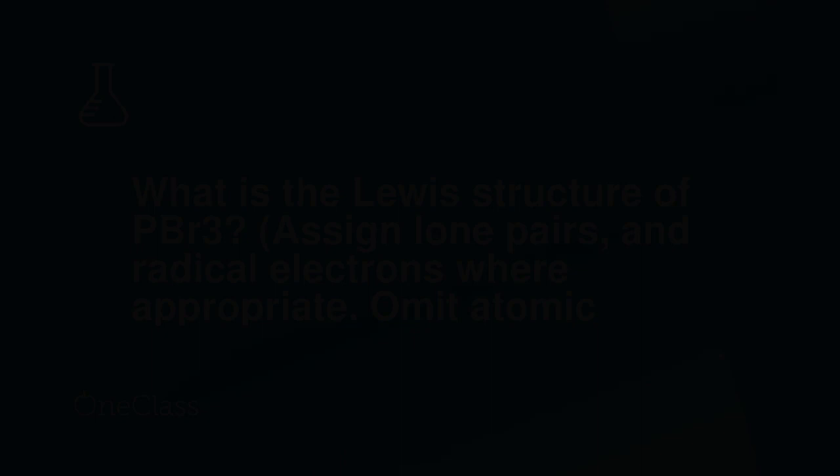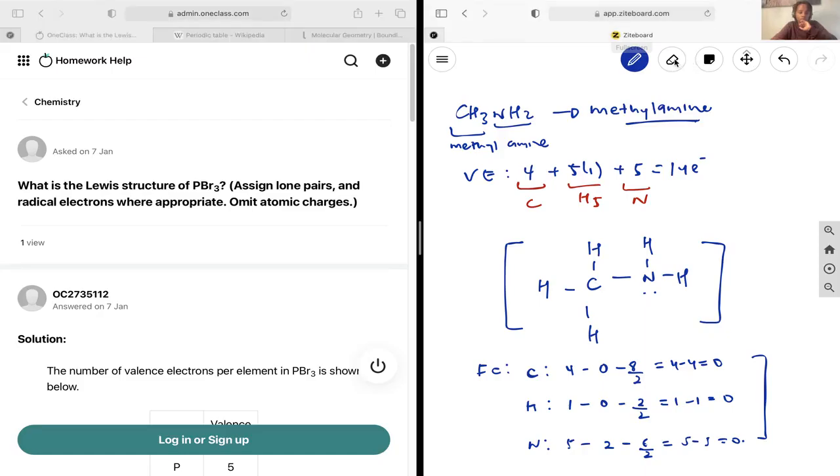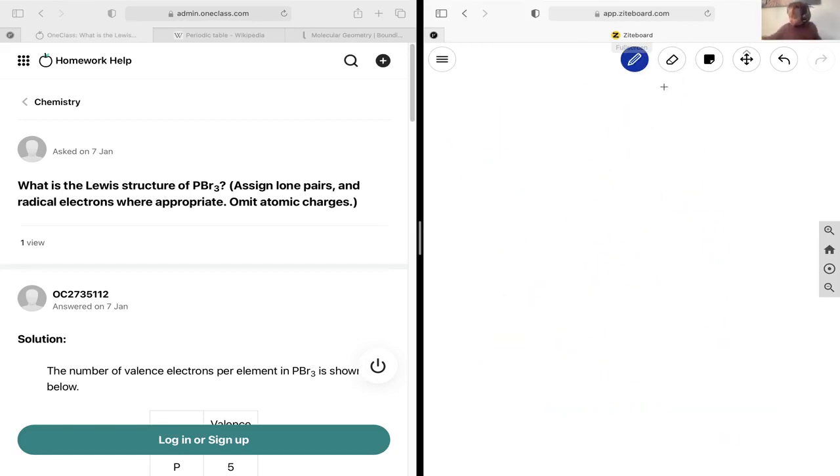On to our next question. We are asked for the Lewis structure of PBr3. And so let's begin by counting our valence electrons. For our valence electrons, we will have 5 from the phosphorus and 3 by 7 from the bromine.